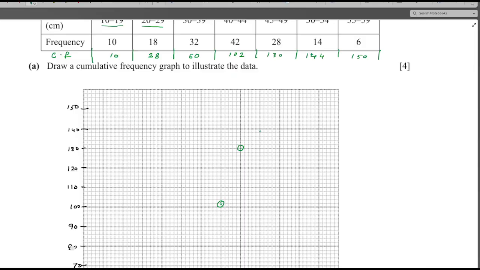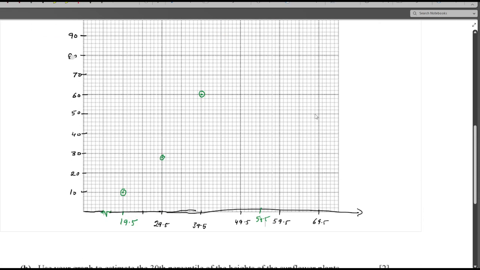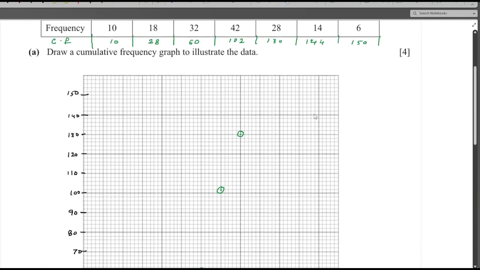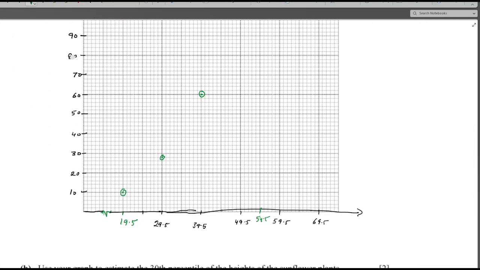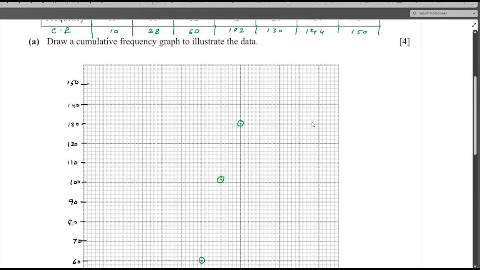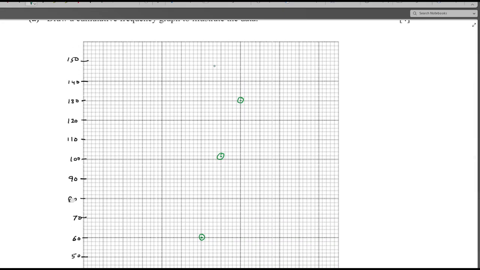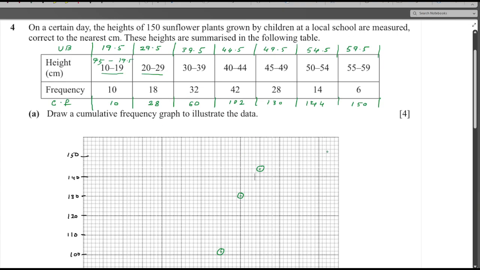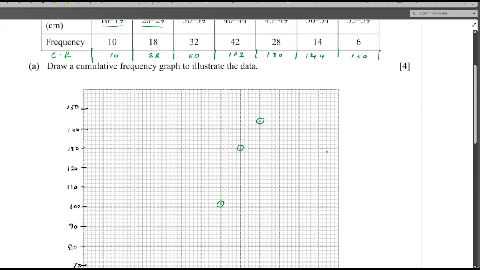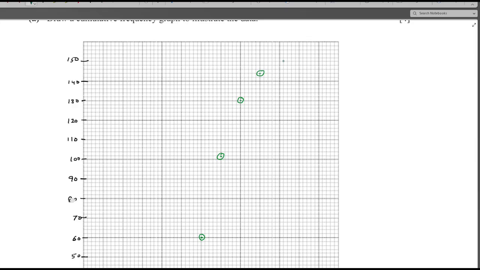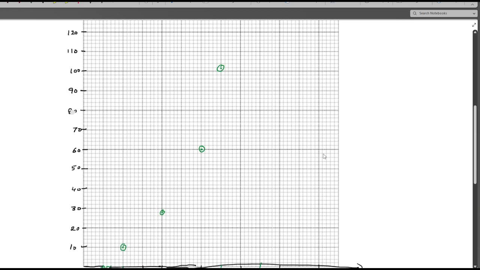So 140. After 39.5, it is 44.5, which is here. I have already marked it. Now for 54.5, it is 144, so 140 to 144 is this point, and last for 59.5, it is 150. So your 150 is somewhere here, this point. Okay, so these are your points.